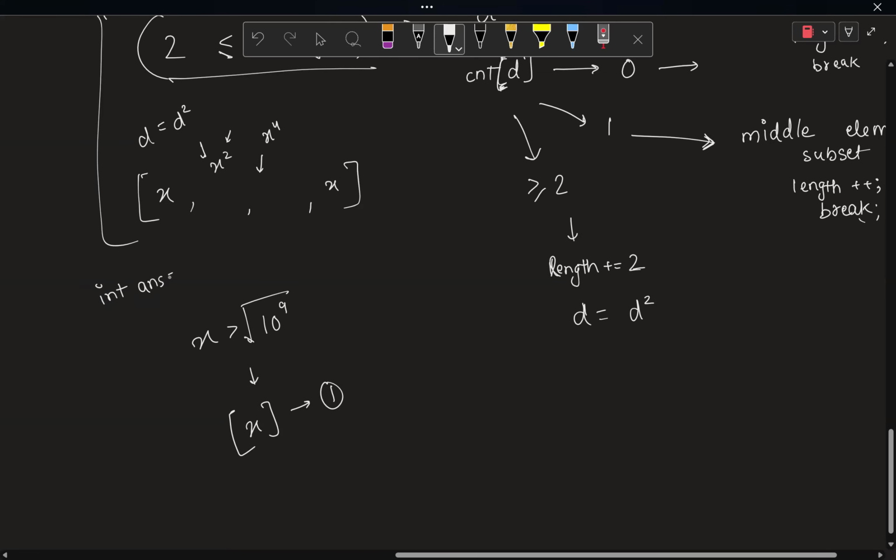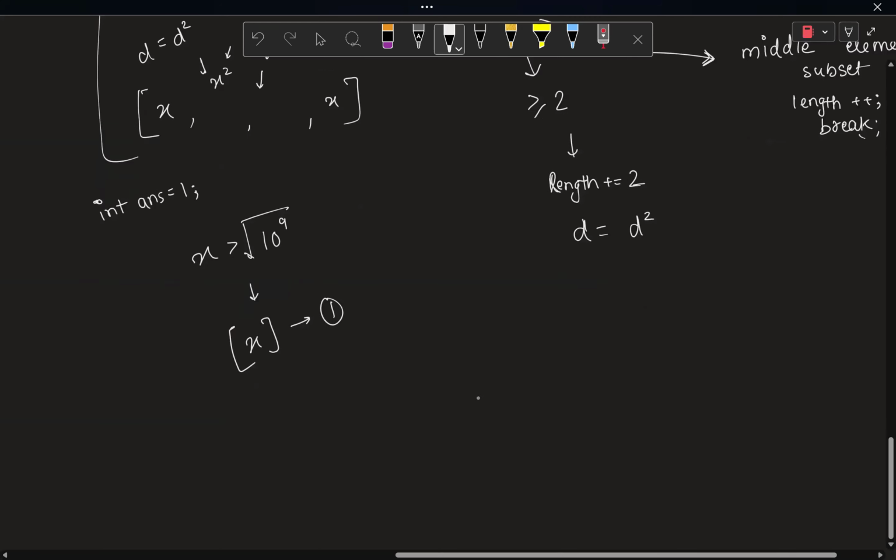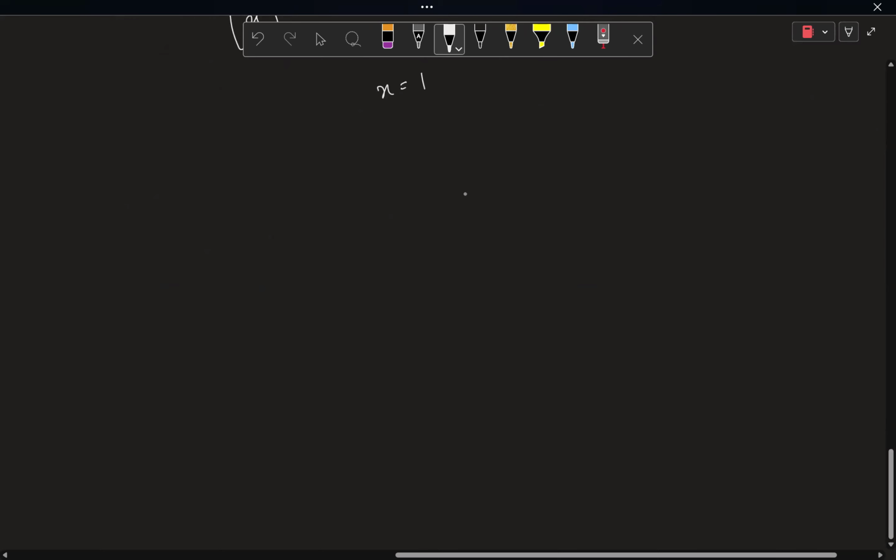You can just initialize answer by 1 at the beginning, and there is no problem then, in case there is any element which is greater than this. So there is no problem with it. It's cool. Now, what if x equal to 1? This is the case which we have not considered so far. Now, this case is the easiest one so far.